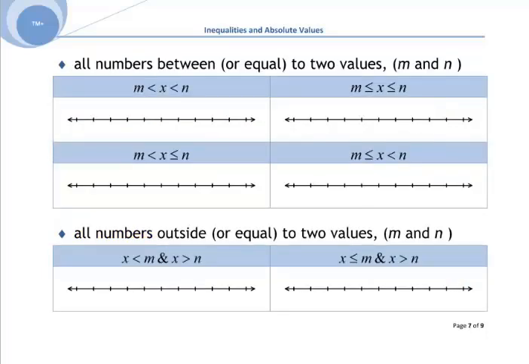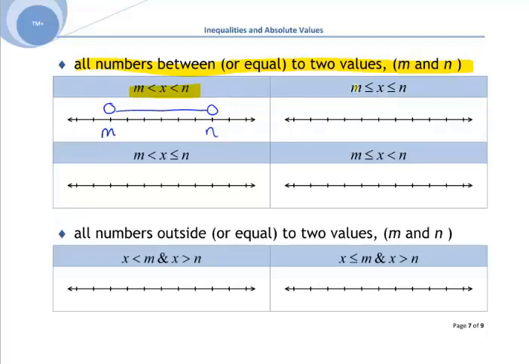We could also have all numbers between two values, m and n. So here m is less than x, which is less than n. So essentially this is saying m is also less than n. If I want to put these values on my number line, I just have to remember m has to come before n because it's less than. It doesn't matter where they are, they're only numbers. It's only less than, not less than and equal to, so they're open circles. And x can be anything between those two values.